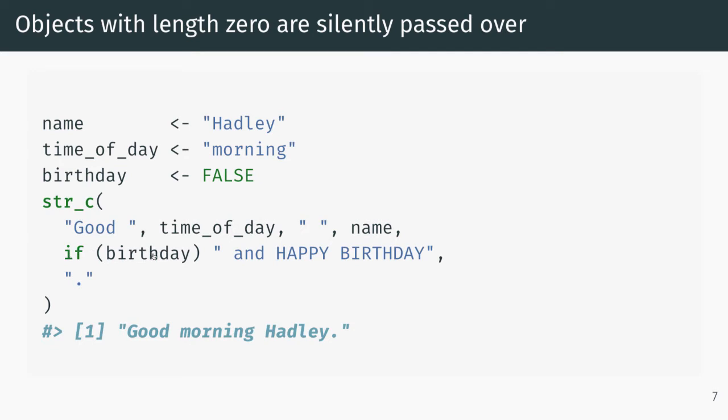And here's a whole if expression inside of the str_c function. If this expression were to evaluate, if birthday were true, then the string would include and happy birthday, followed by a dot. But because this is false, it's as if this whole part here, the part that's highlighted in blue, doesn't exist. So this is the result that we get.